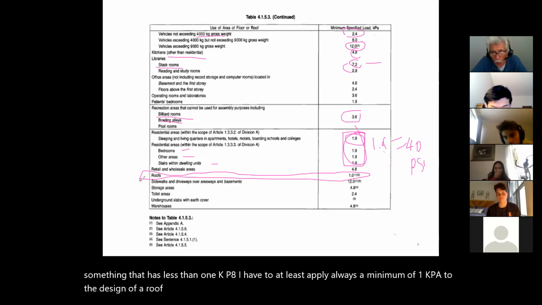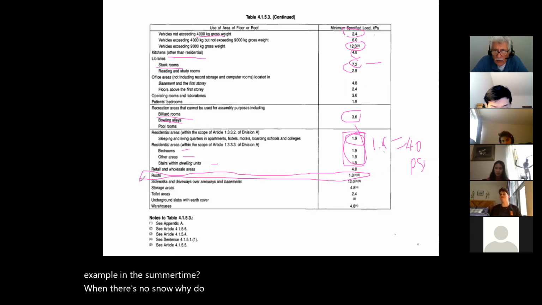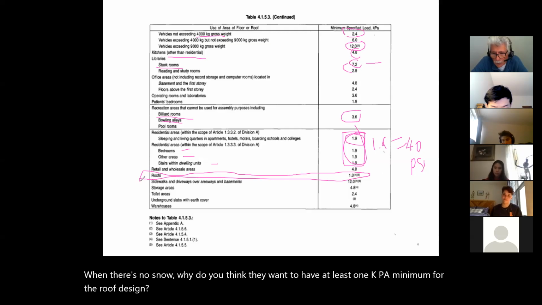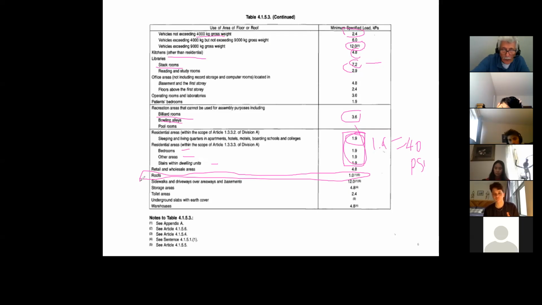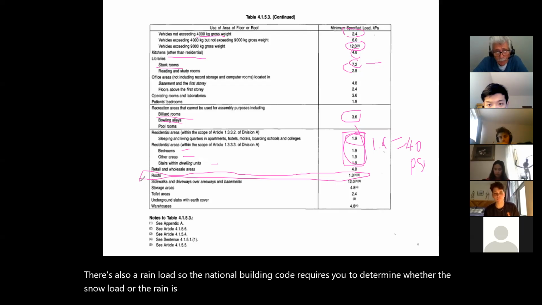I can't go less. Why do you think they specify a minimum? Like for example, in the summertime, when there's no snow, why do you think they want to have at least 1 kPa minimum for the roof design? For the rain? Oh, there's also a rain load. So the National Building Code requires you to determine whether the snow load or the rain load is going to be the higher, okay? But I'll give you an example.